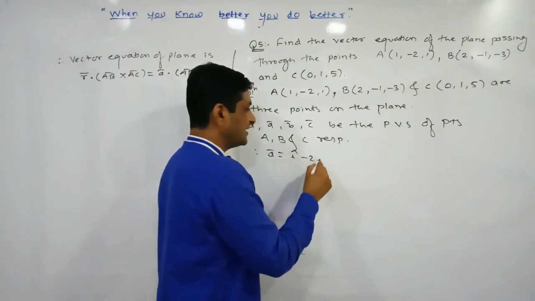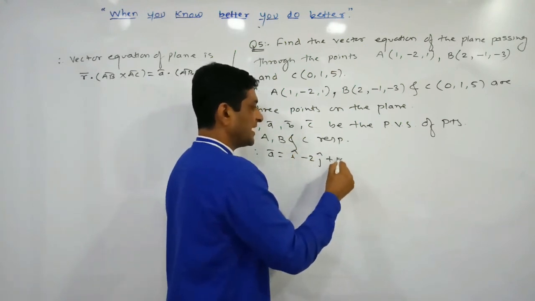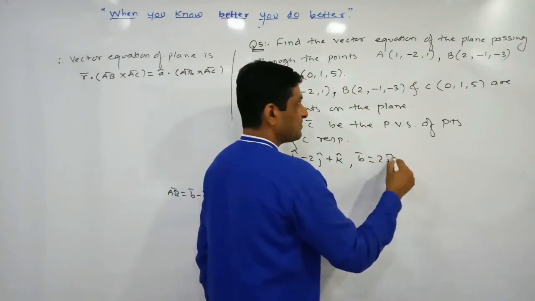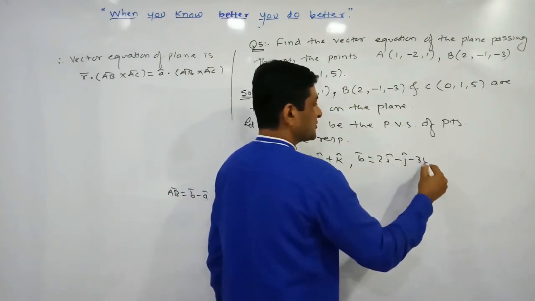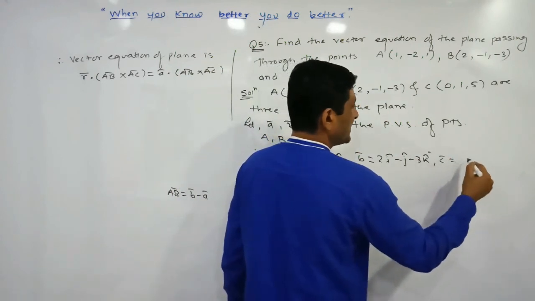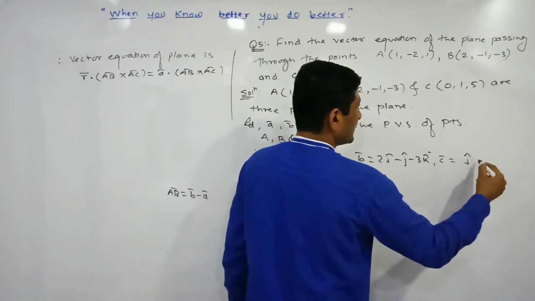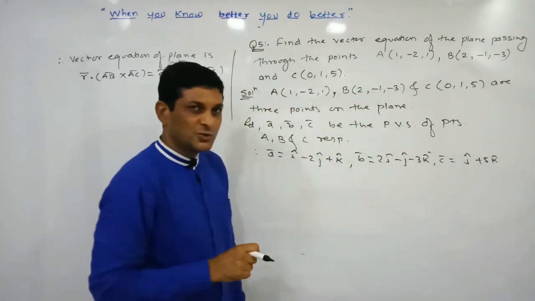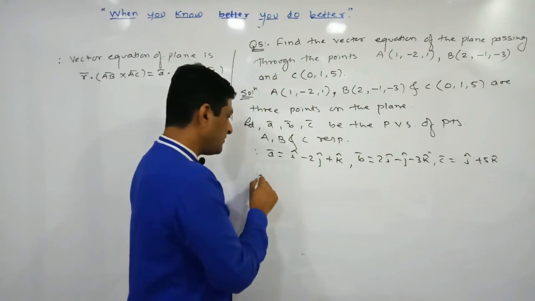A bar is i cap minus 2j cap plus k cap. What is the value of B bar from its coordinate? 2i cap minus j cap minus 3k cap. And C bar is equal to, what will be the value of C bar here? J cap plus 5 k cap. Once these values are known to us, then we are finding the value of AB bar.